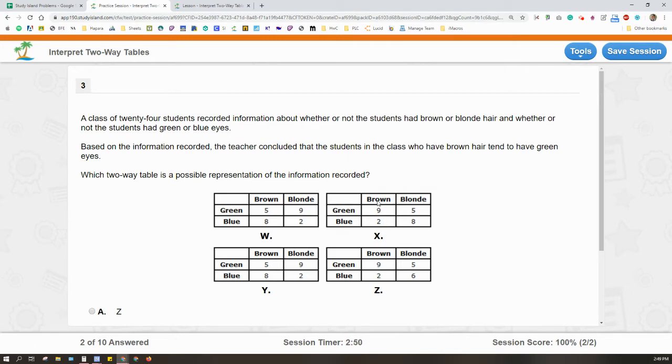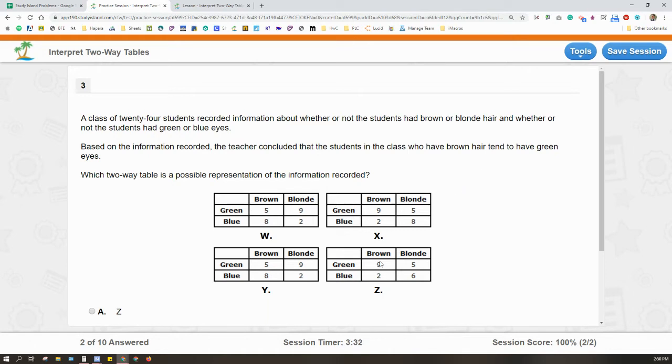Next table, table X. Here's the brown hair column. It has 9 children with green eyes and 2 children with blue eyes. So that means there's 11 kids with brown hair. 9 of those 11 have green eyes, and 2 of those 11 have blue eyes. So table X is definitely maybe one of the answers because that brown hair column has more kids with green eyes than blue eyes. Let's look at the other tables. Y. Now, table Y is just like W. It says that of the children with brown hair, 5 of them have green and 8 of them have blue. So again, that's more of the brown-haired children having blue eyes. That's not what we want. We want the brown-haired children tending to have green eyes in our table.